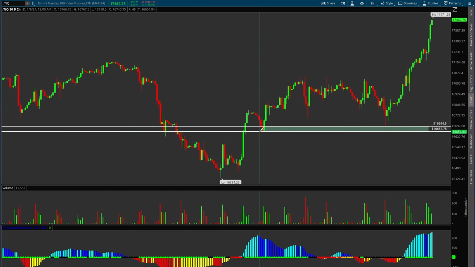So that's how you're going to be able to identify your demand zones. Again, you want a small basing candle before a strong aggressive move up. It has to be a red candle before the aggressive move up in order to be demand. If it's a green candle before the large aggressive move up, it is not demand.